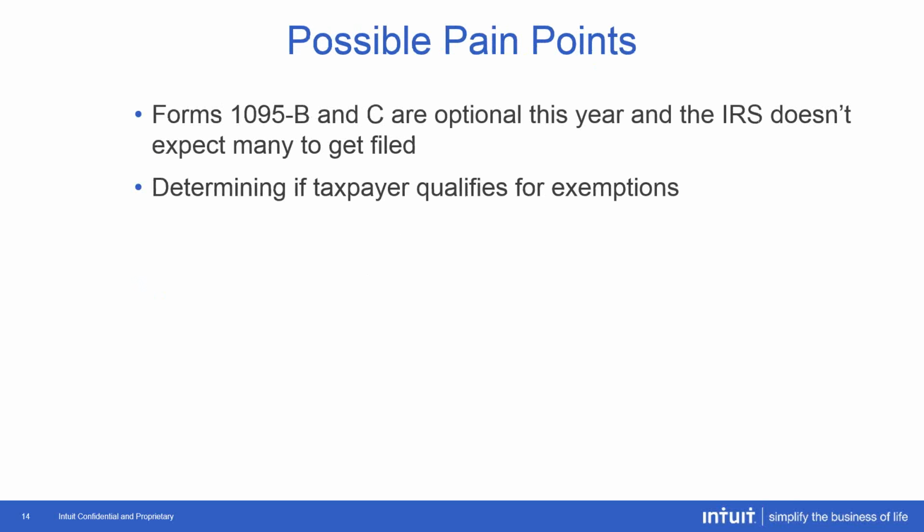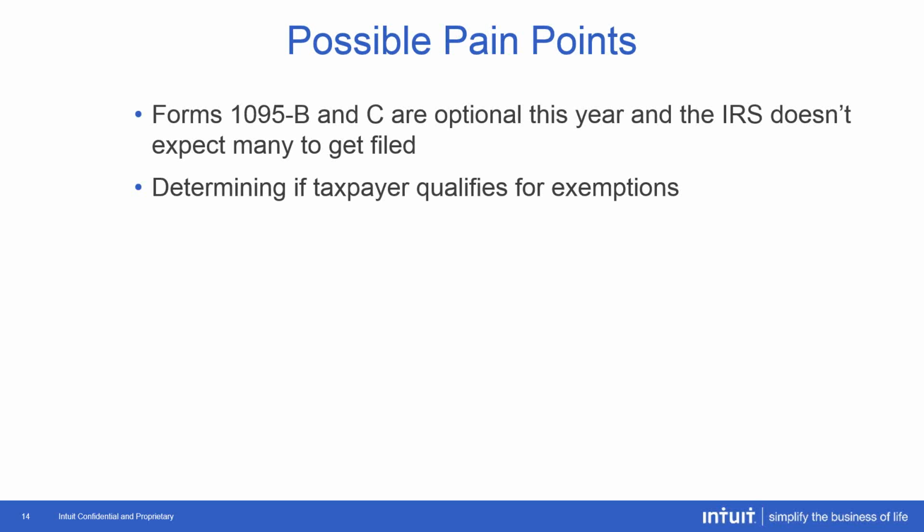Some possible pain points for this year. The fact that the 1095-B and C are optional, and the IRS doesn't expect many to get filed. So what do you do as a tax preparer to find out whether your clients have coverage? The government did address this. According to the IRS, there's no formal due diligence required or documents that you're required to obtain. I think you have to apply a reasonable level of common sense in terms of determining whether the taxpayer has coverage or not.